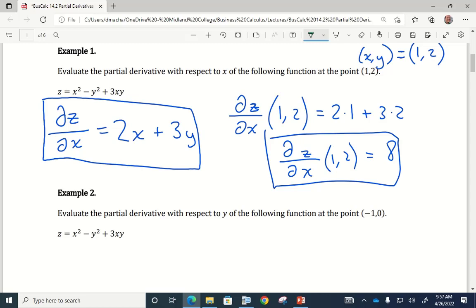Once you get that copied down, try the example below it. Try example 2.